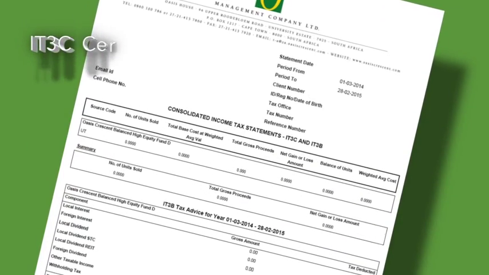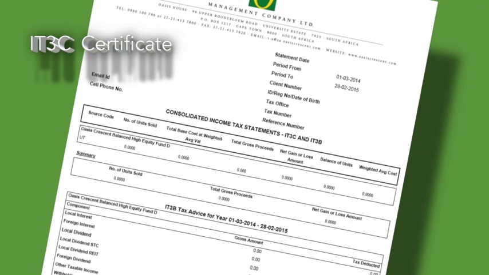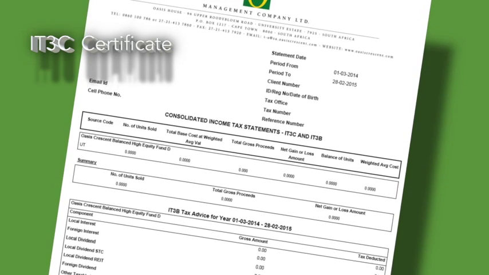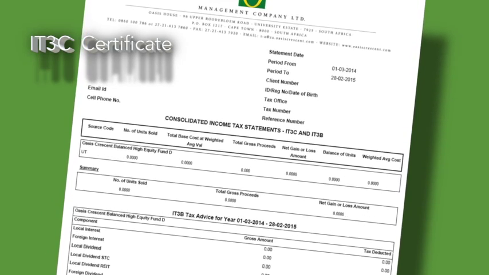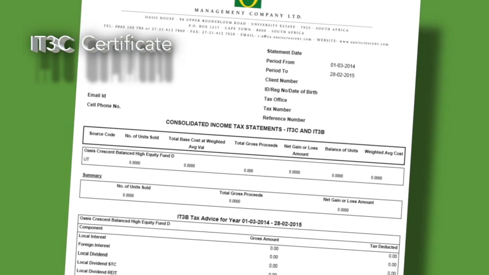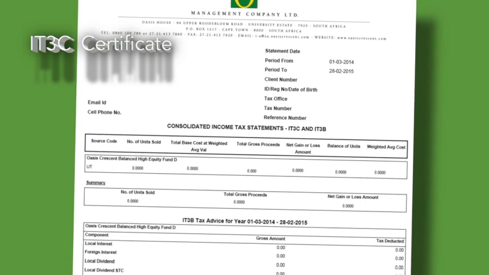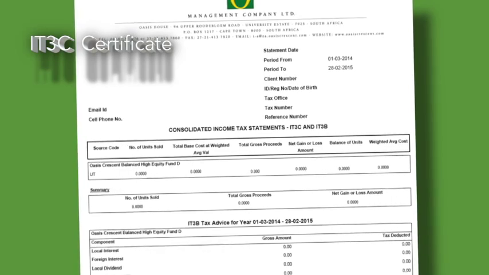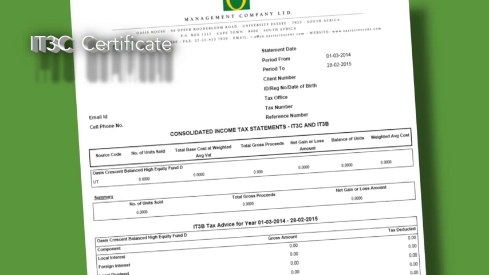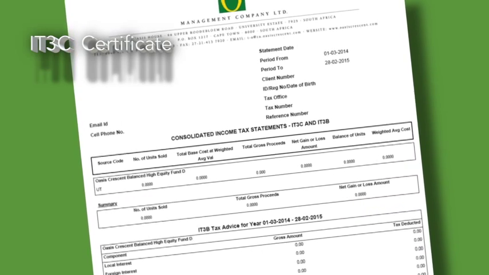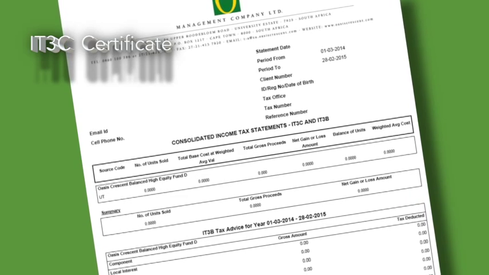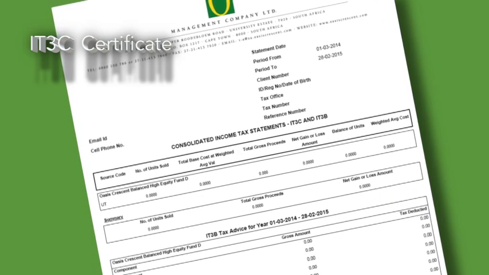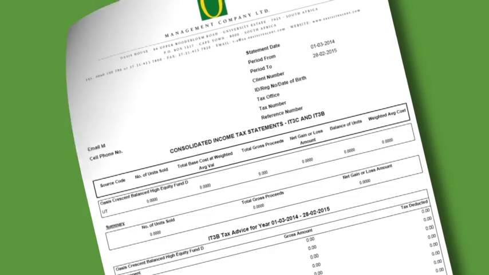The next image is that of the IT3C, which is the capital gain certificate. You will note that it shows the weighted average base cost, as discussed earlier, the proceeds, as well as the actual gain or loss. With all the calculations already done for you, all that you are left to do is simply record it correctly on your tax return. Please make sure that you retain these records in a safe place in case SARS queries it at some stage. Thanks for clarifying that one, Naweed.